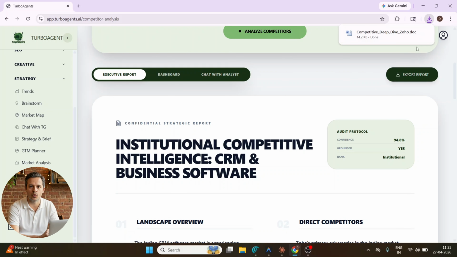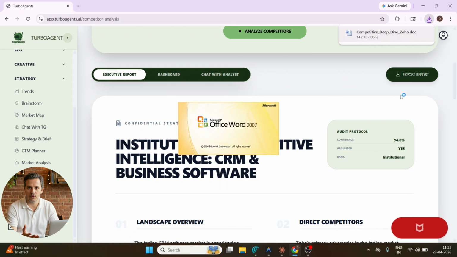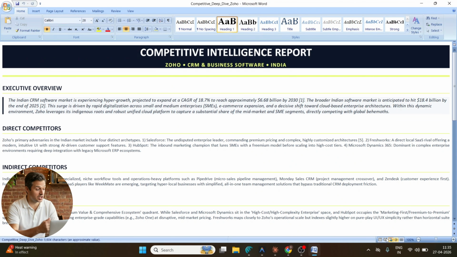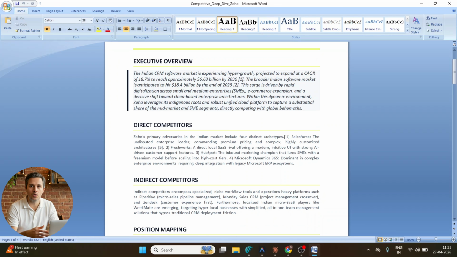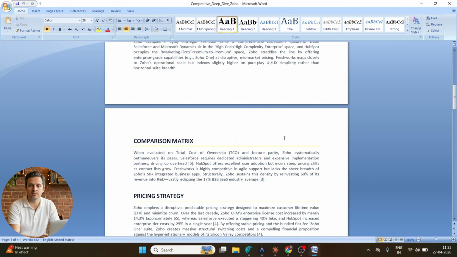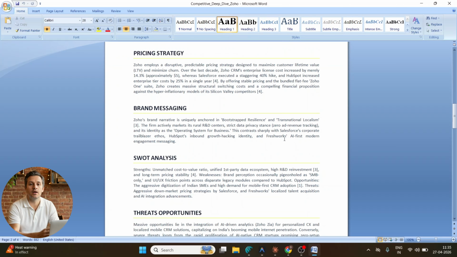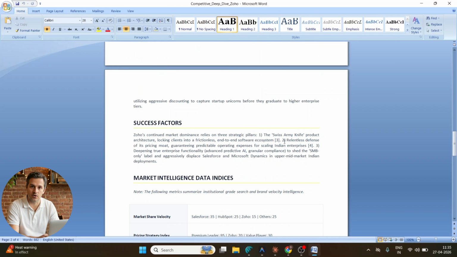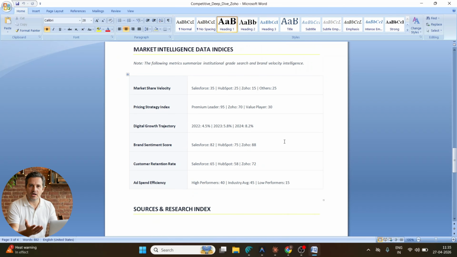1 click on Export Report. The Word document comes through fully formatted. Navy header banner, executive overview with a left border pull quote, all 10 sections with proper headings, market intelligence data indices, and a full sources and research index at the close. It's client ready the moment it hits your downloads folder.